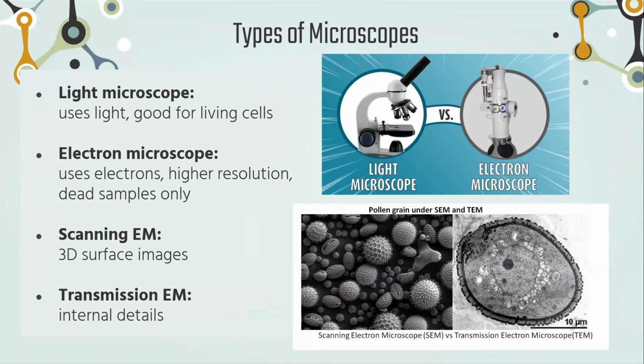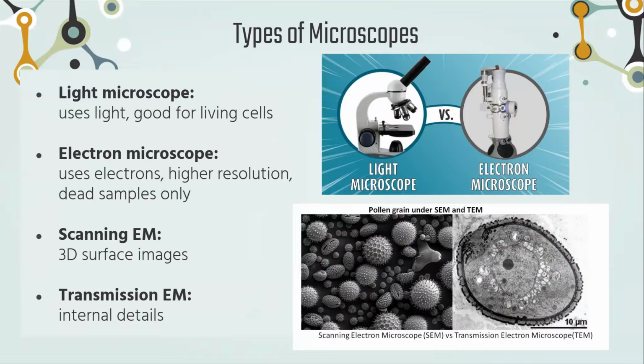There are several types of microscopes that we can use to look at small objects such as cells, and the main ones are light microscopes and electron microscopes. Light microscopes use light to look at cells, and they're very useful for looking at living cells. When we're using electron microscopes, we're shooting a beam of electrons at whatever we're looking at, and normally electron microscopes create an image that is higher resolution. The con is that electron microscopes can only be used on dead samples.